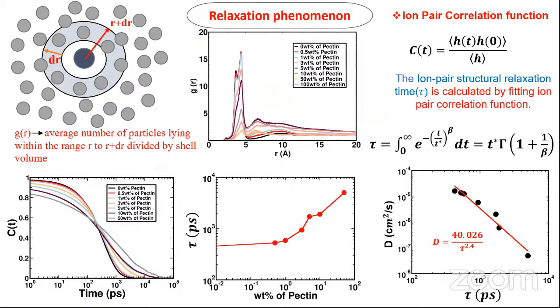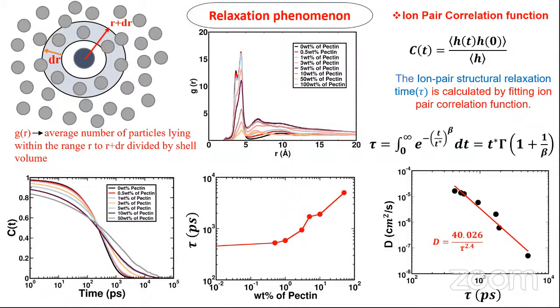Using this formula, we calculated the ion pair correlation functions. And by fitting this ion pair correlation function, we calculated the relaxation time. The mathematical formula of this ion pair correlation function is shown in this figure. In this figure, tau versus weight percent of pectin, we see that tau is increasing with the increasing weight percent of pectin. And in the last slide, I showed that the diffusion coefficient is decreasing with the weight percent of pectin. From these two graphs, we can say that D is inversely proportional to tau, but not exactly inversely proportional.